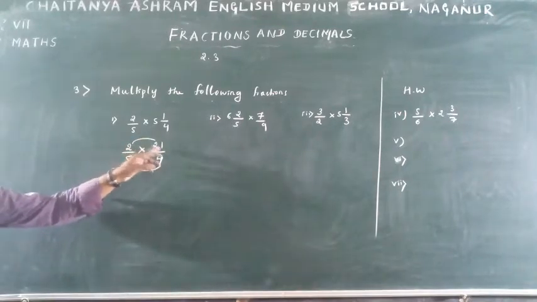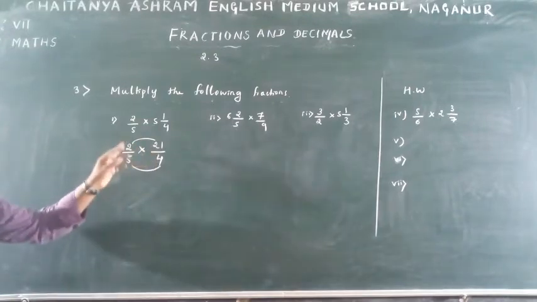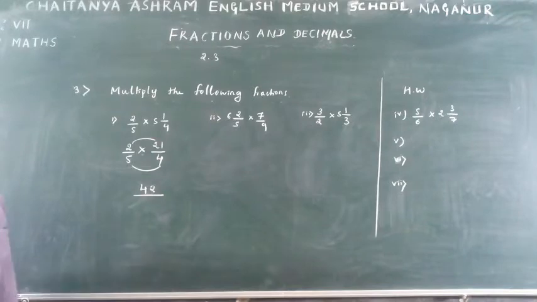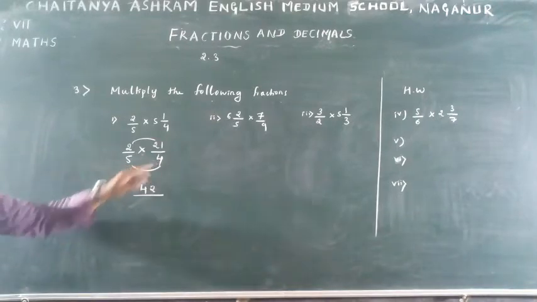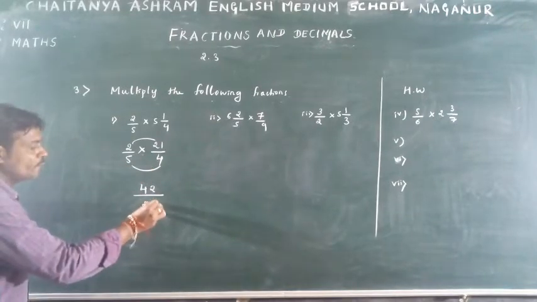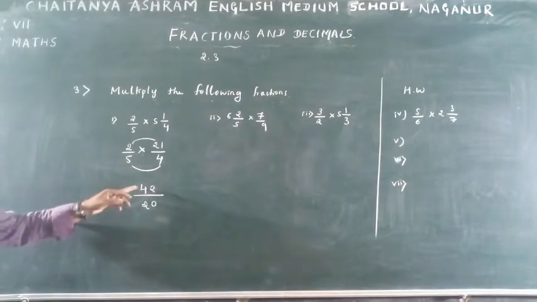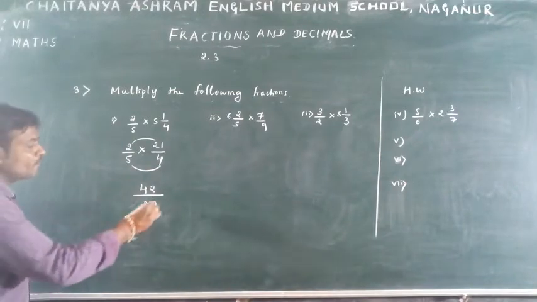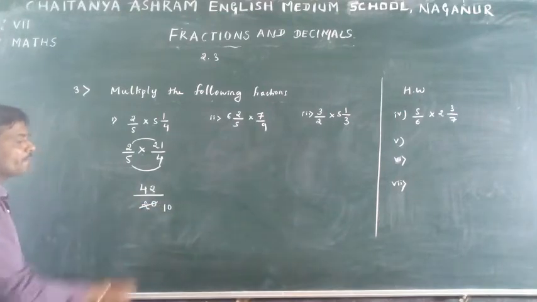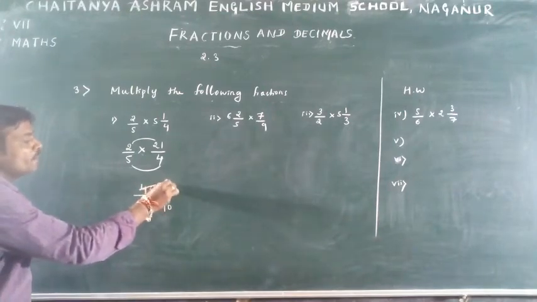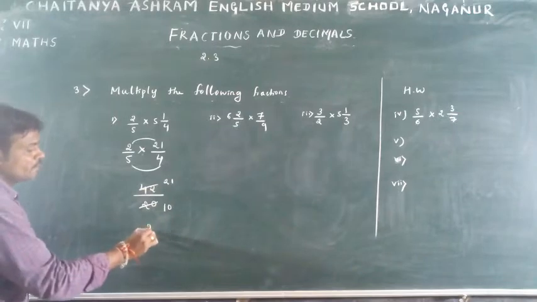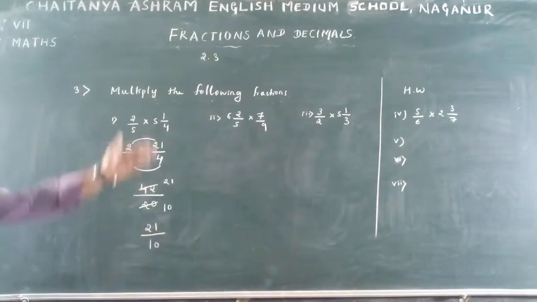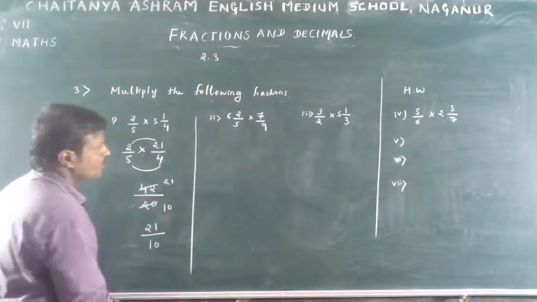2 into 21, or 21 2s are how much? 42 divided by 5 into 4. 5 4s are 20. Both 42 and 20 are divisible by 2. So cancel them by 2. 2 10s are 20, 2 2s are 4. 2 how much? 2 1s are 2. So 21 divided by 10. Okay. See the next one.